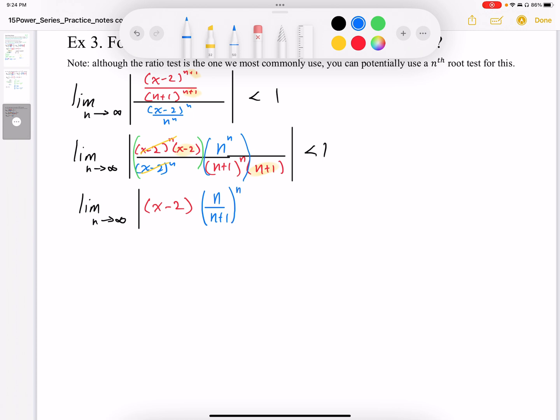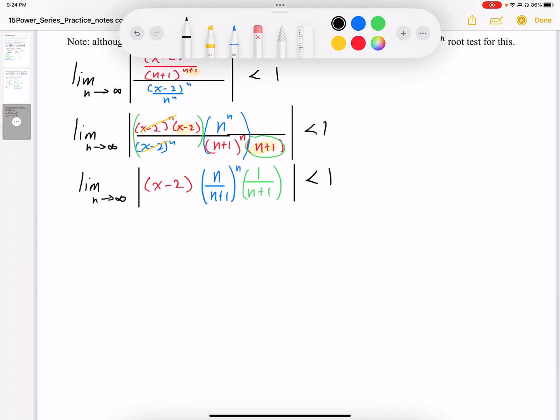Now, we can predict what's going to happen here. We're going to let the n over n plus 1 go to infinity. That is basically 1. 1 to the power infinity is just 1. So that blue term is just going to be 1. And then we have the last term here, which I'm going to group here. Maybe I'll draw this in green. So we're going to end up with that 1 over n plus 1, and that needs to be less than 1.